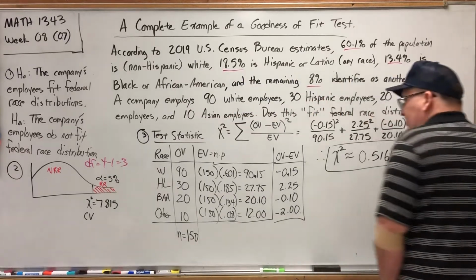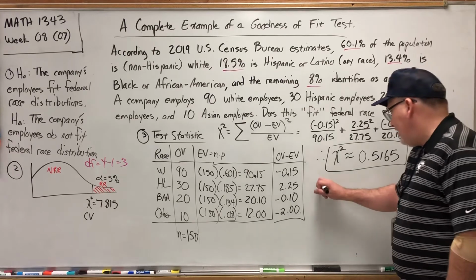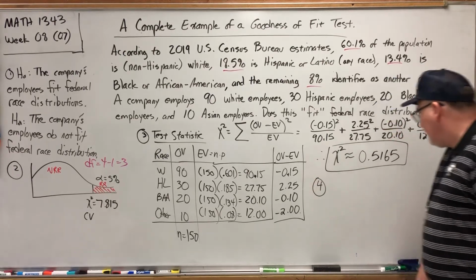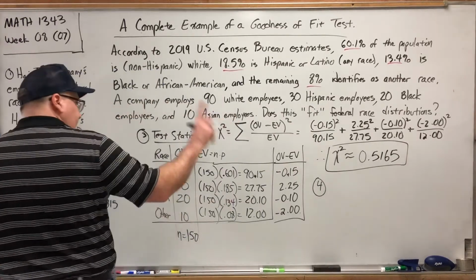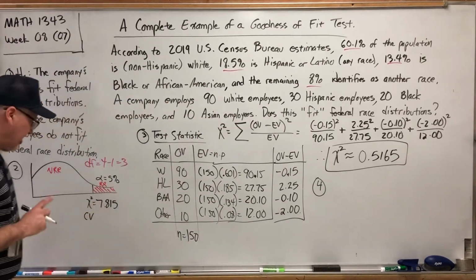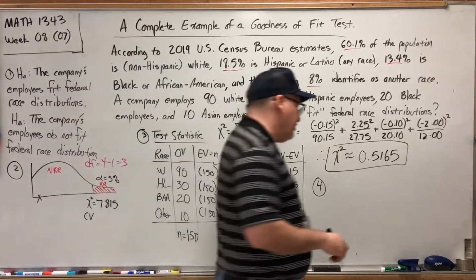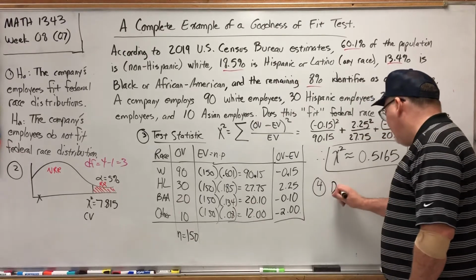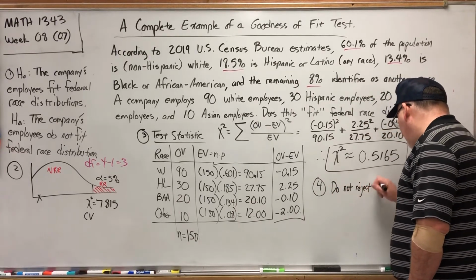All right, so we have our test statistic at 0.5165. So as a critical value problem, it's over. This is a really small test statistic, and relative to the critical value, it is way over here, almost 0. So it's very much in the non-rejection region. So we do not reject the null hypothesis.